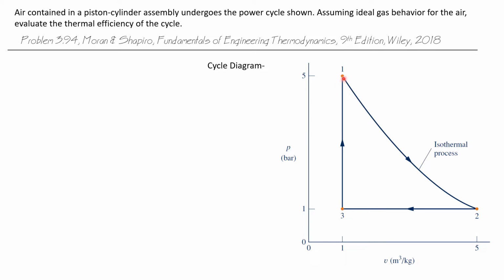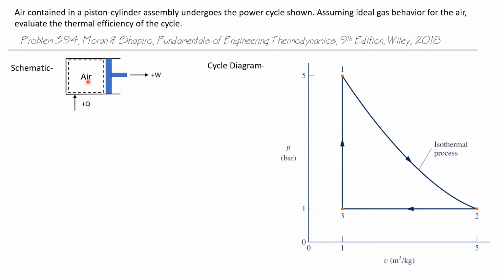So we have three processes in series that form a cycle. The cycle ends where it begins at state 1. The first process is an isothermal process. The second process is a constant pressure process. And the third process is a constant volume process.